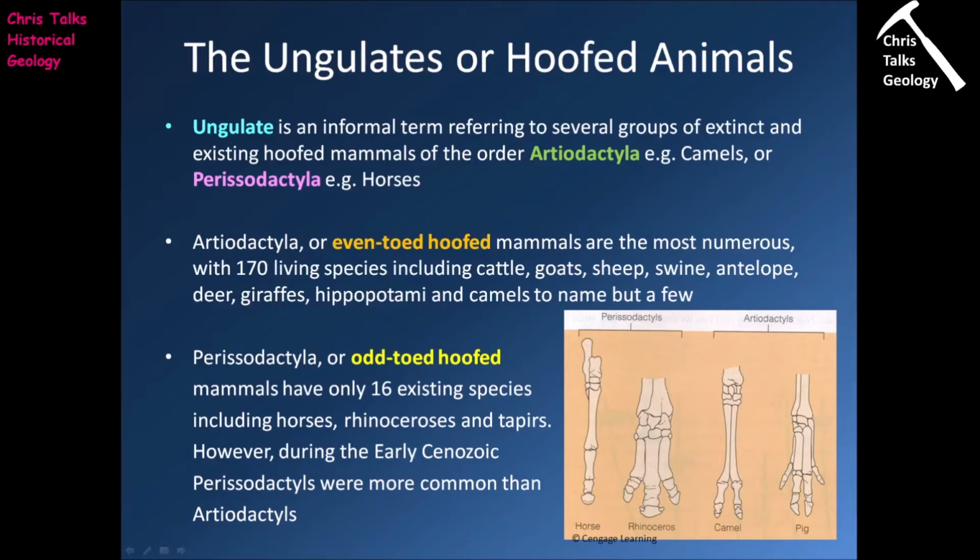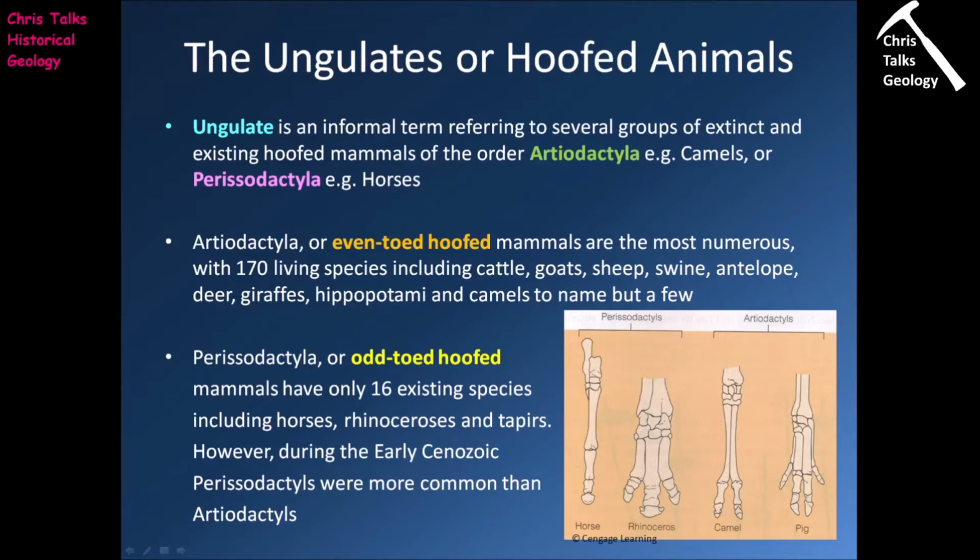Alright, so now we're going to be moving on to the Ungulates, which is a group which we otherwise refer to as the Hoofed Animals. So the Ungulates is an informal term referring to several groups of extinct and existing hoofed mammals of the order Artiodactyla and Perissodactyla. Now, the vast majority of these mammals are herbivores, although there are a few examples of omnivorous ungulates during the Cenozoic.